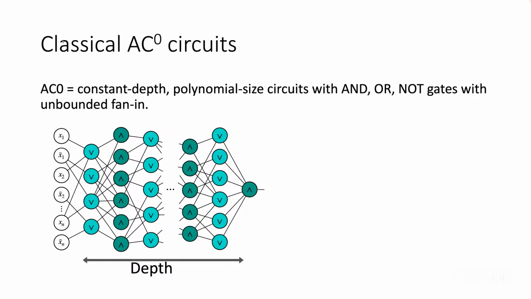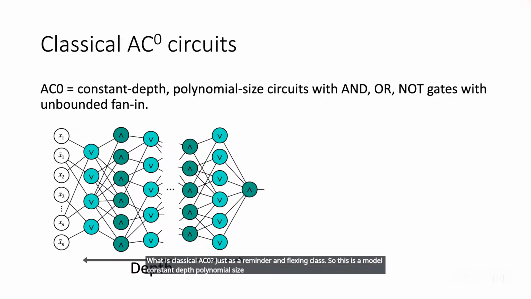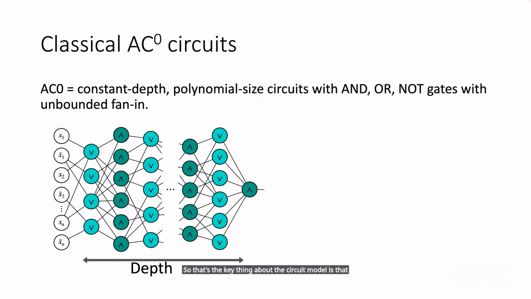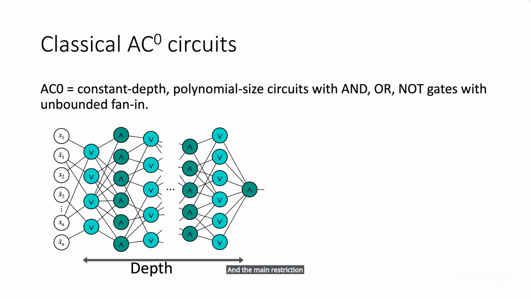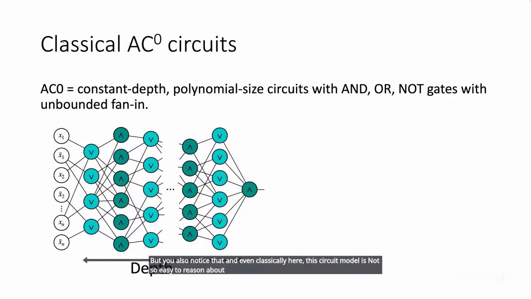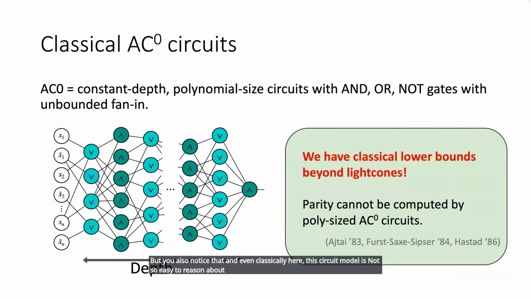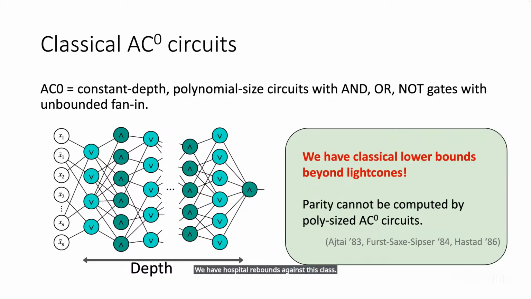What is classical AC0? Just as a reminder from complexity class: this is a model of constant depth, polynomial size circuits where we have AND or NOT gates with unbounded fan-in. That's the key thing about the circuit model, each gate can talk to as many other gates as you want. The main restriction is that the number of layers of gates you allow in the circuit is constant. But even classically, this circuit model is not so easy to reason about because of that advantage. But we have classical lower bounds against this class. Therefore, at least in the classical setting, we must have been able to develop techniques beyond light cones. Again, we know that the parity function cannot be computed.